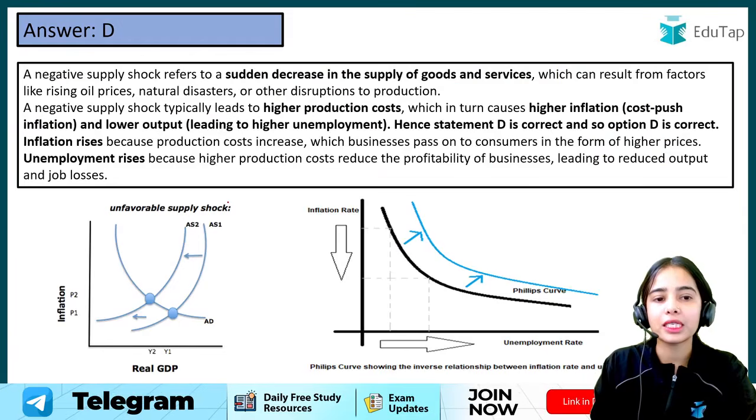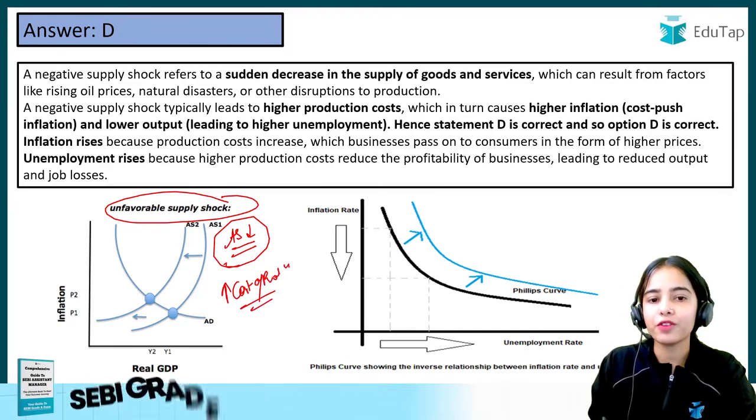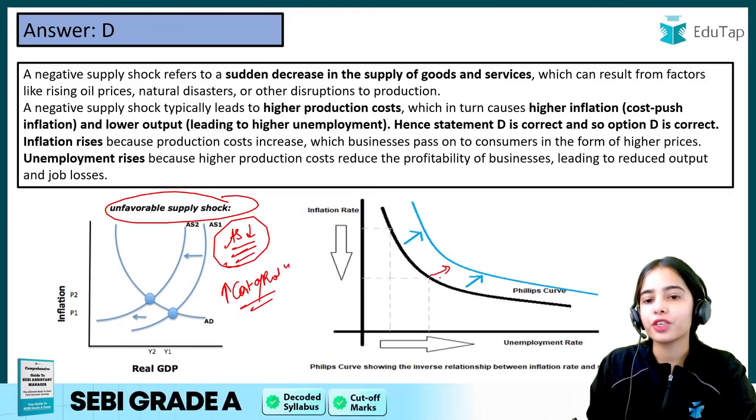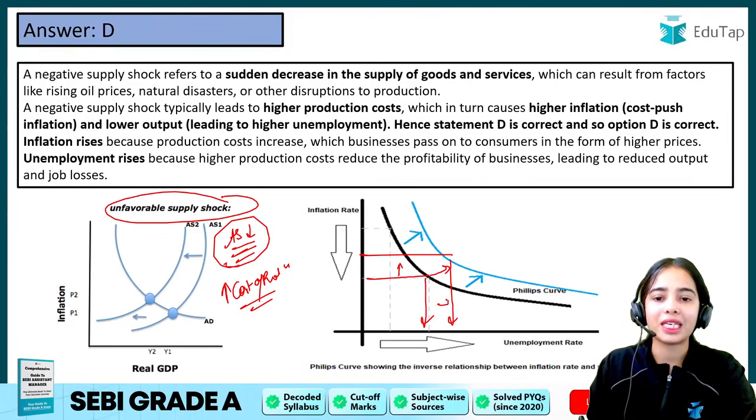Remember that whenever there is an unfavorable supply shock, that means aggregate supply is decreasing because of the rising cost of production. Okay, so there is an unfavorable supply shock. The Phillips curve shifts rightward. That shows that with the increase in the inflation rate, the unemployment rate can also increase.